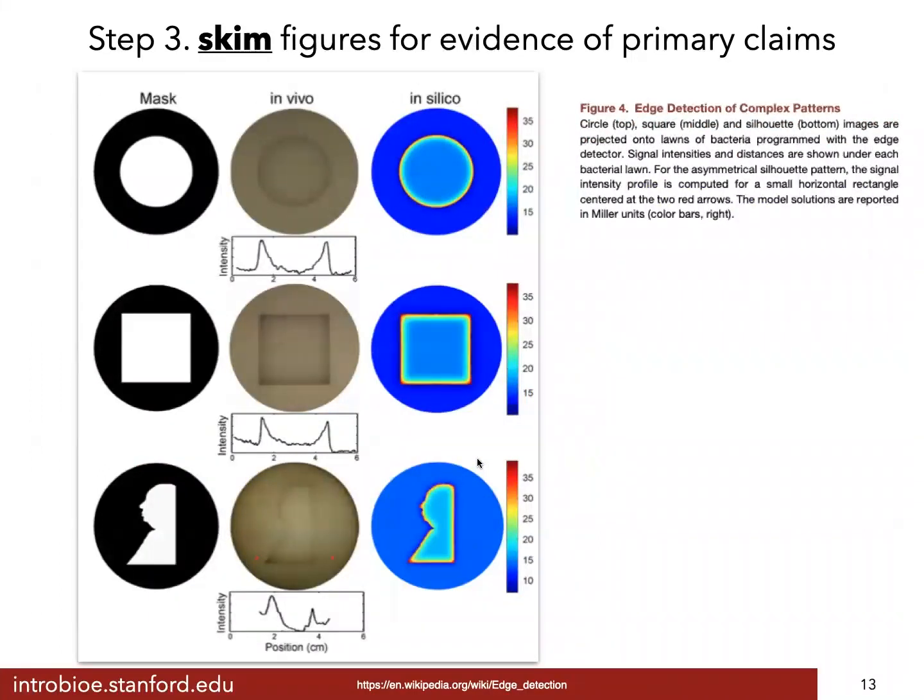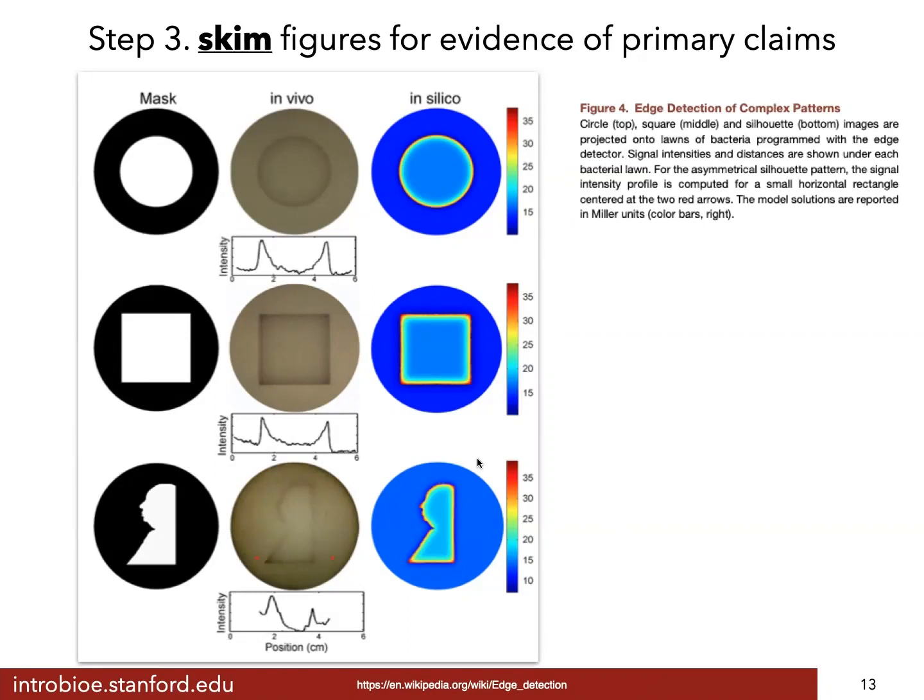This also looks really interesting because the title says "Edge detection of complex patterns." Here we see at the top a mask, a circle. When you shine light with that pattern on a plate, you see a circle is captured in the bacterial film, and it looks like the perimeter of the circle is the darkest region. It looks like they have an intensity plot just below the circle, which is measuring how dark it is going across, say, the equator of this plate, and the maximum intensity is at the borders of the circle. This looks like edge detection.